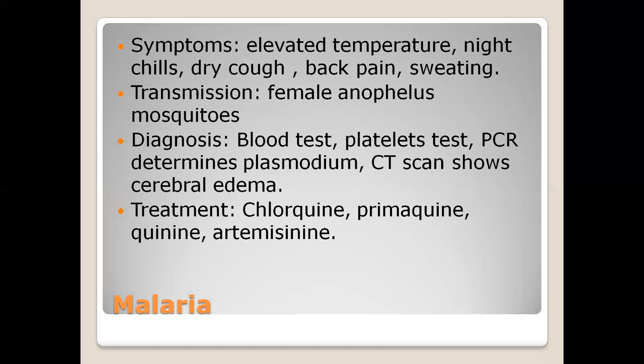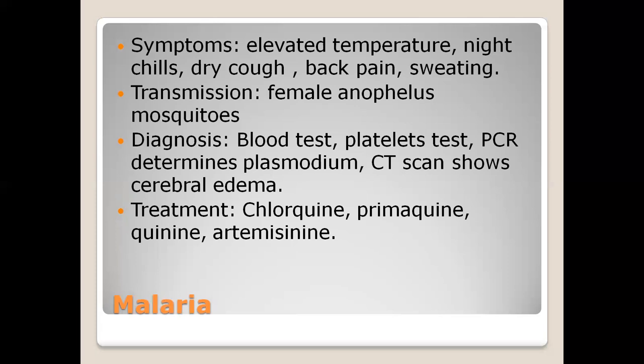And the next one, malaria. The symptoms of malaria are mainly elevated temperature and night chills. The patient mainly gets chills at night time, dry cough, back pain, sweating. And transmission is mainly done by a mosquito named the female Anopheles mosquito. And diagnosis is mainly done by blood test, platelet test, PCR, which determines the Plasmodium vivax. And CT scan is also done for knowing cerebral edema, if any edema is present in the cerebral region. These are the diagnostic steps.